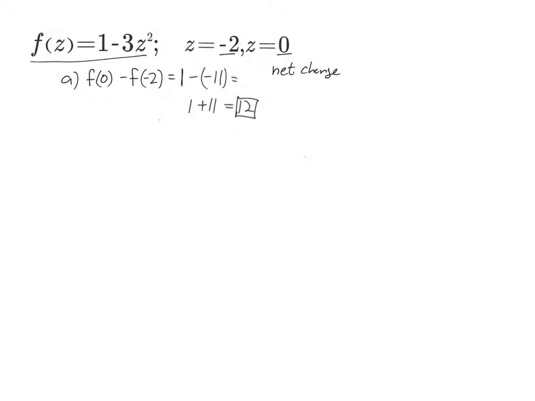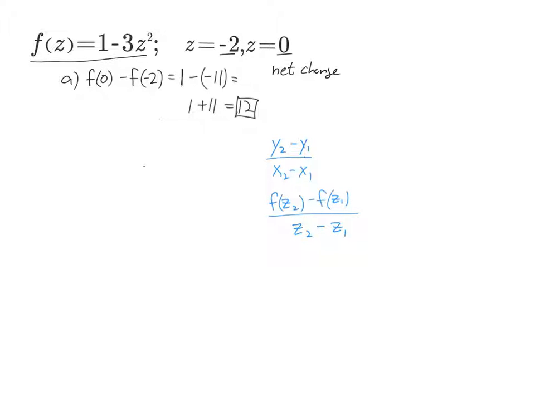Next, it asks us to find the average rate of change. Well, we know that the average rate of change is pretty much the slope. And the slope is going to be y2 minus y1 over x2 minus x1. Or in this case, it's going to be y is now going to be f of z2 minus f of z1 all over, now my inputs are z, not x.